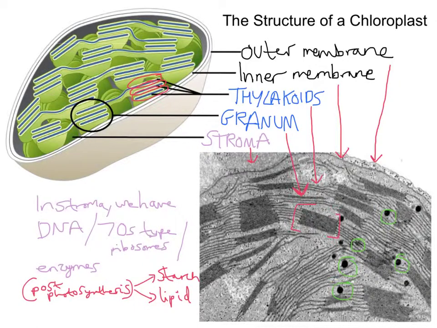So there we have the very basic structure of a chloroplast, and I go in more detail about what goes on in each of these regions, so what happens in the stroma and what happens in the thylakoids and the thylakoid membranes, in the separate videos on the light-dependent and light-independent reactions of photosynthesis. Okay, I hope all that helps.